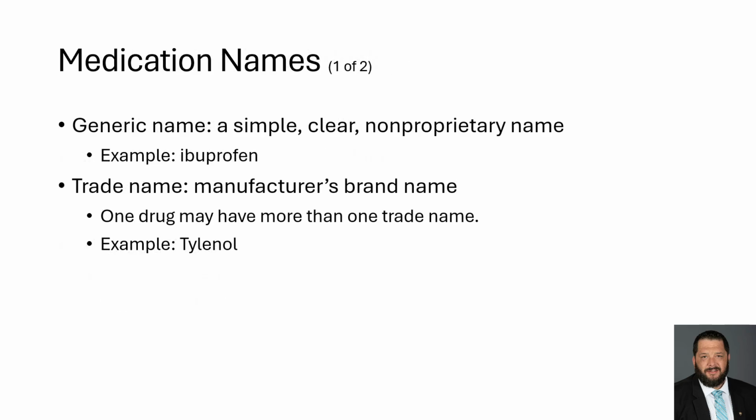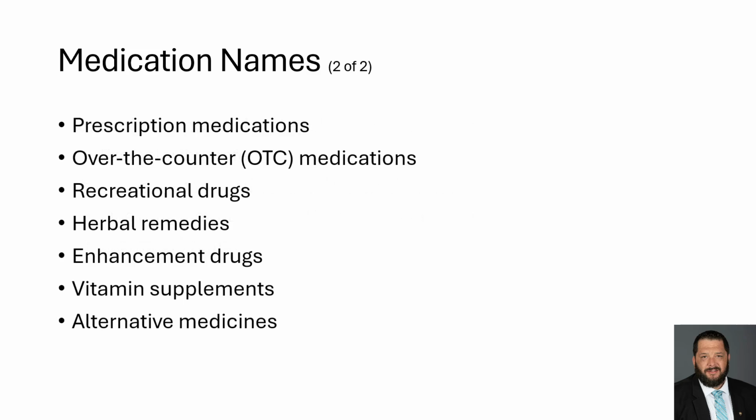It's important that we understand the medication's name. The generic name for the medication is a simple, clear, non-proprietary name. For example, ibuprofen. The trade name is the manufacturer's brand name for the medication. So utilizing our previous example of ibuprofen, this may be a medication name like Advil or Motrin. One drug can have more than one trade name, as each manufacturer can describe their own trade name. For example, Tylenol.